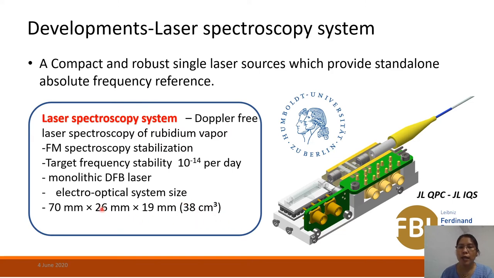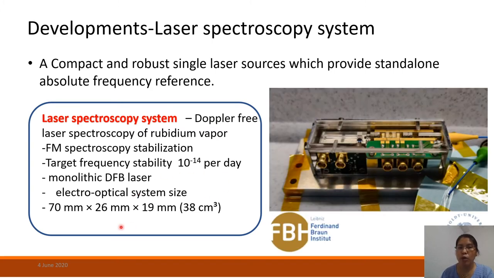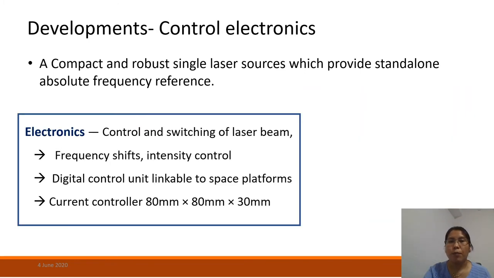All these electro-optical components and the control of the optics of the spectroscopy setup will be combined in a box of 70 by 26 by 19 millimeters. As you can see in these figures, it is a compact, small, robust single frequency source. Apart from developing the laser spectroscopy system, there are other challenges in this project, including the miniaturization of the supporting equipment and the control electronics.